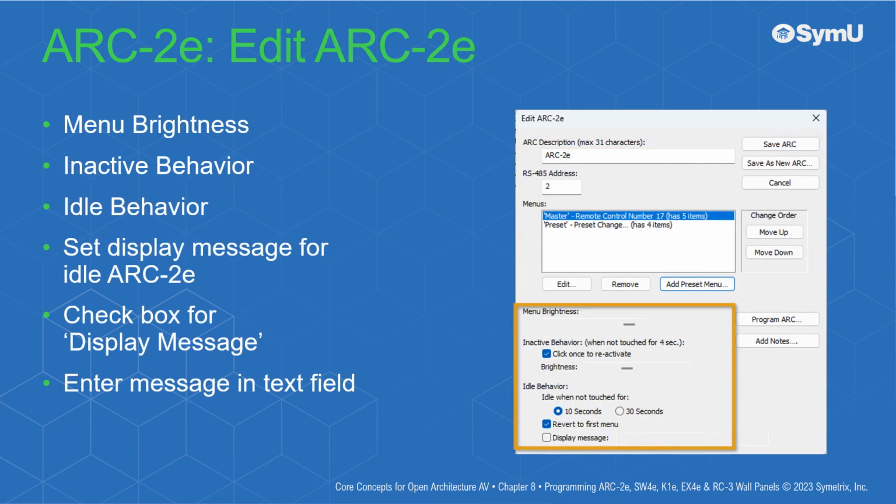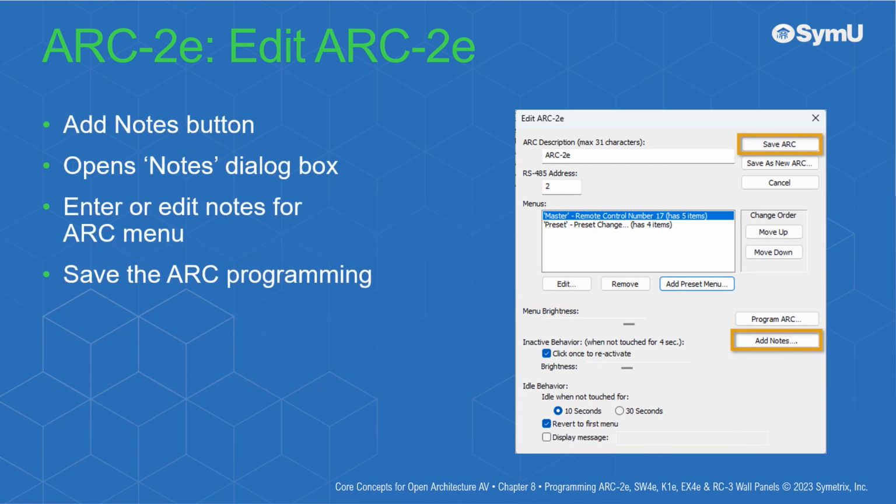The menu brightness, inactive behavior, and idle behavior are set in this section of the Edit ARC-2E window. To set a display message for when the ARC-2E is idle, check the box for display message and enter the message into the text field. The Add Notes button opens the Notes dialog box to enter or edit notes for the ARC menu currently being edited. The final step is to save the ARC programming.